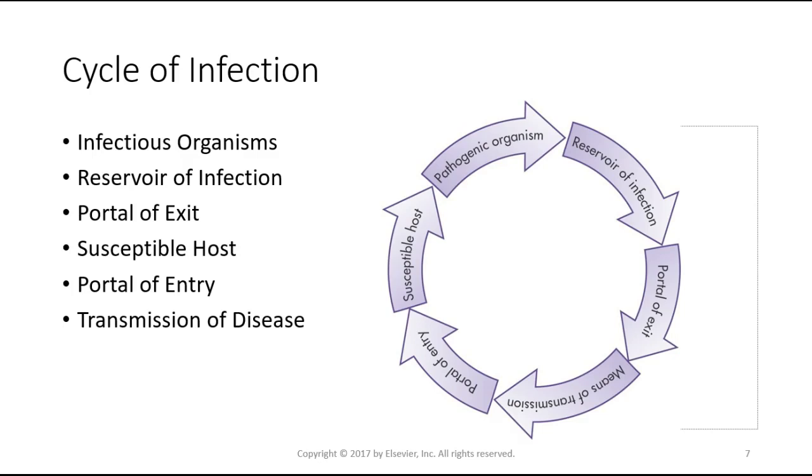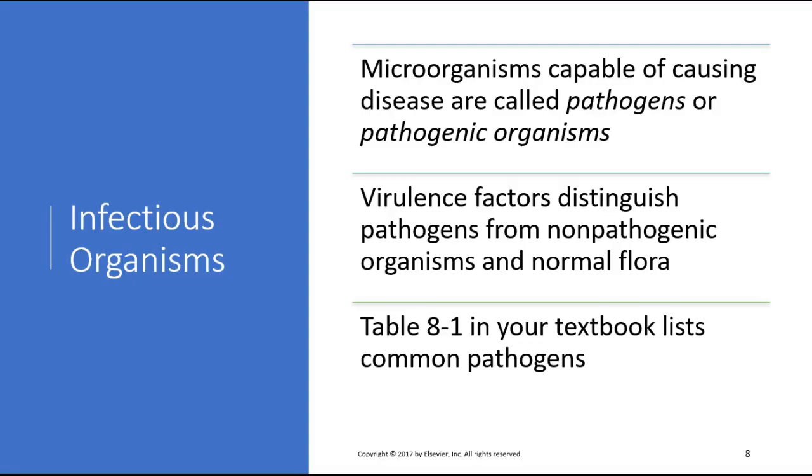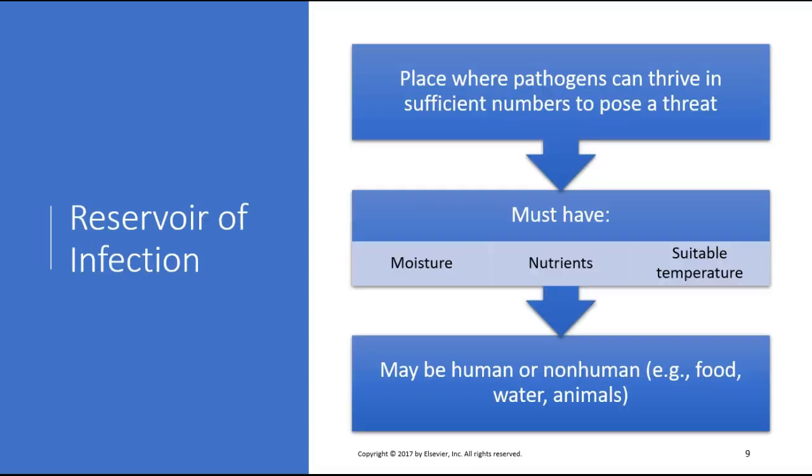If we look at infectious organisms, it goes to the reservoir, to the port of exit, to the transmission of the disease, to the susceptible host, to the port of entry. You'll see this in your book, and it explains it a little bit deeper. Microorganisms capable of causing disease are called pathogens or pathogenic organisms. Virulence factors distinguish pathogens from non-pathogenic organisms and normal flora. Table 8.1 in your book lists a bunch of different pathogens that we are susceptible to.